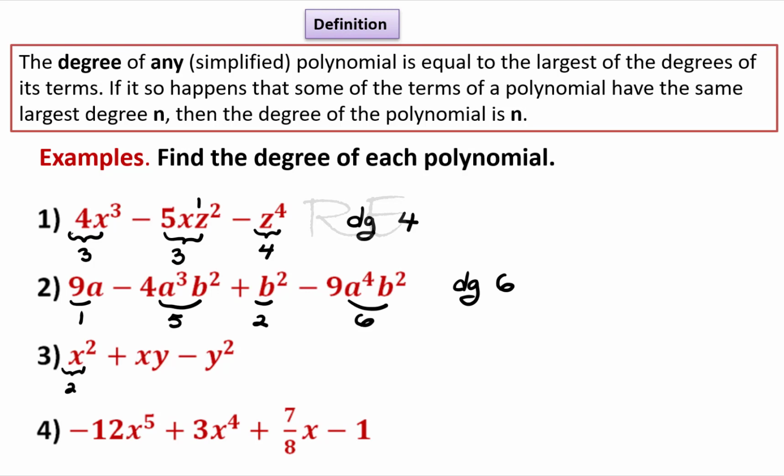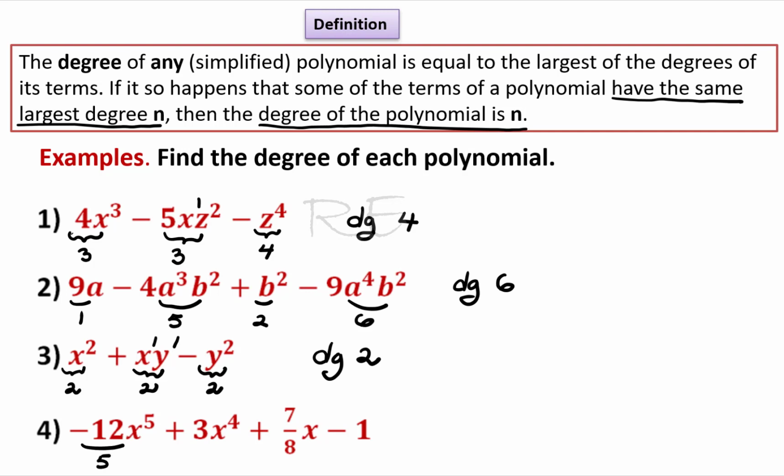x squared, the degree is 2. x times y, the degree is 2. y squared, the degree is also 2. So the common degree is 2. So the degree of this polynomial is 2. We said that if they have the same largest degree n, then the degree of the polynomial is n. So that degree is 2.